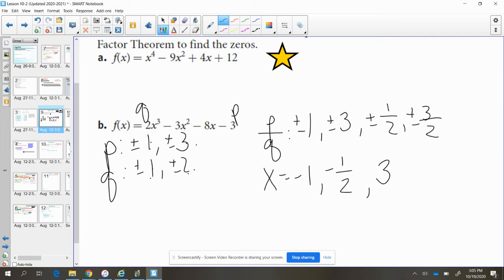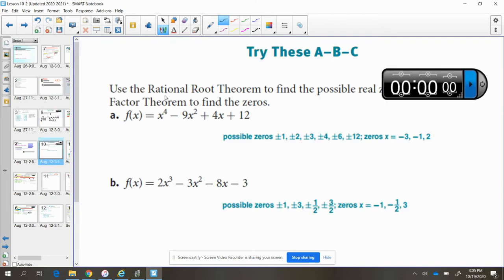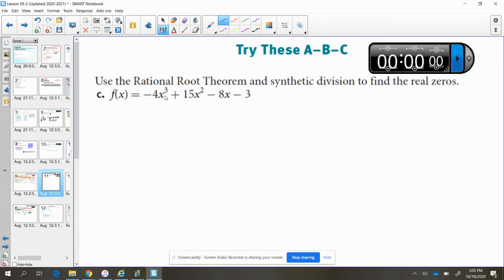Should have tested to find that it is 3. Okay. Try this one on your own to find those potential zeros as well. Check your answer on that. And I did your puzzle. All right, now the next one has us testing out using synthetic division.